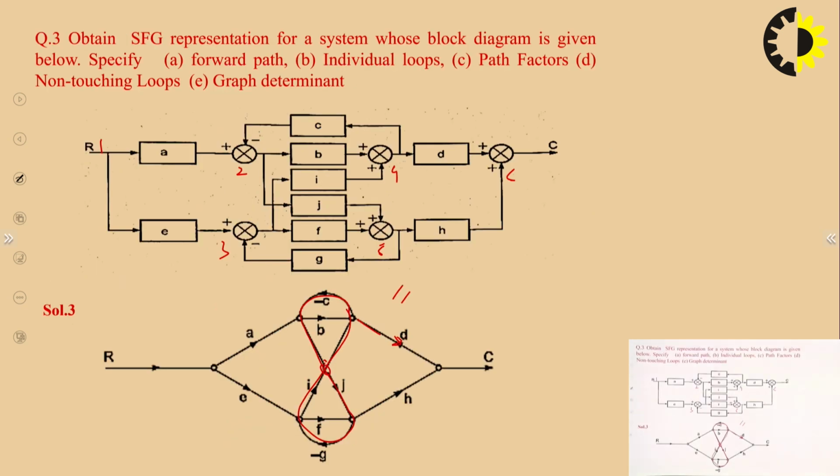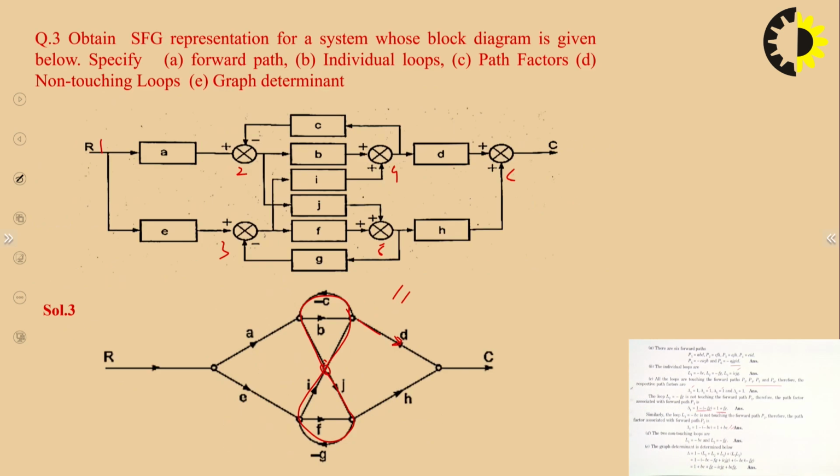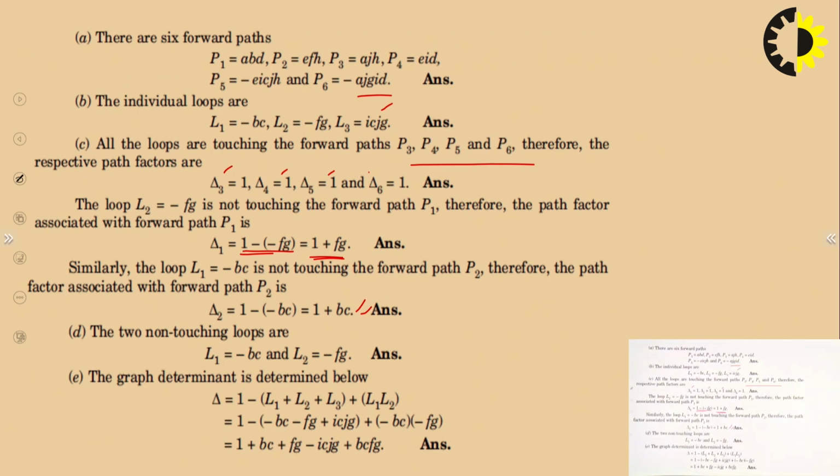And delta 2 is similarly: forward path 2 will not touch this loop, minus BC transmittance. So it is 1 plus BC. And now we will see the 2 non-touching loops. These 2 loops are non-touching with each other. It means BCGF, which becomes BCFG. L1 into L2 is BCFG.